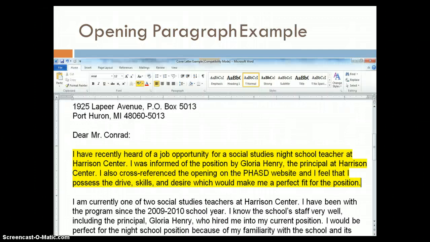Here you'll notice the first paragraph example. It specifically states the job position, the place in which you're applying, and where this person heard of the position, and it includes actually two places there. Basically they heard of this position from a person and also on a website. And then you'll see the transition there, which leads the reader into the next portion, which is the skills and qualifications.